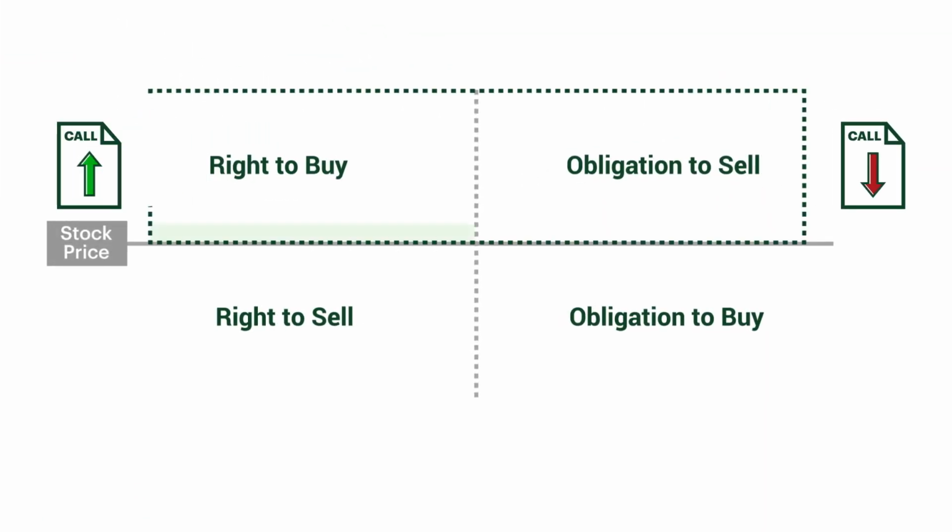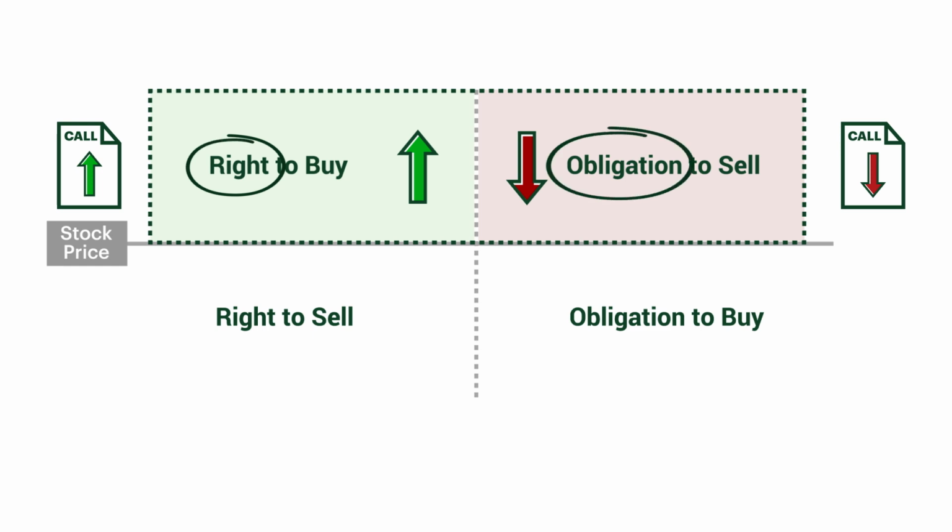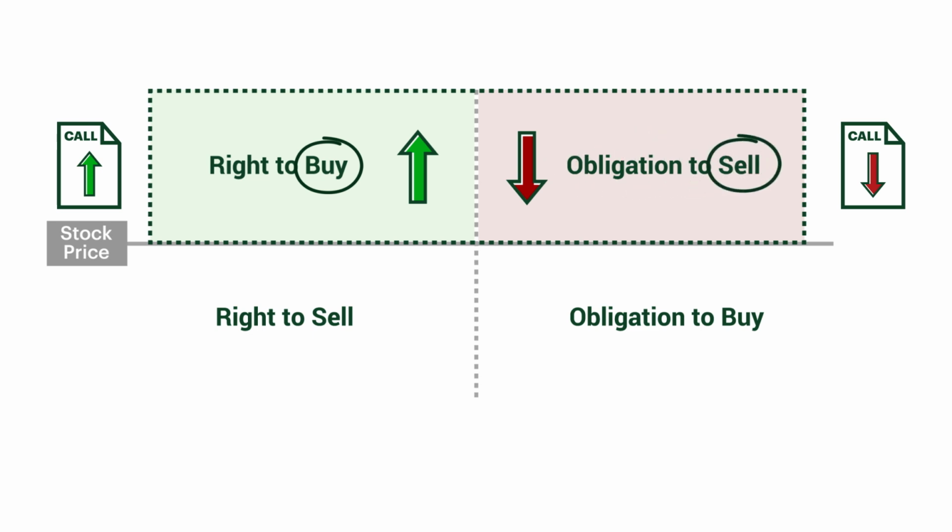Calls give the buyer the right or choice to buy 100 shares of the underlying stock at the strike price on or before the expiration date. The seller of the option is obligated to sell 100 shares of the stock at the strike price on or before the expiration date. Note the key difference between having the right versus the obligation. In Jack's case, he can decide whether he would like to buy the shares at $35, whereas Sarah would be required to sell her shares at $35 if Jack decides to exercise his right.